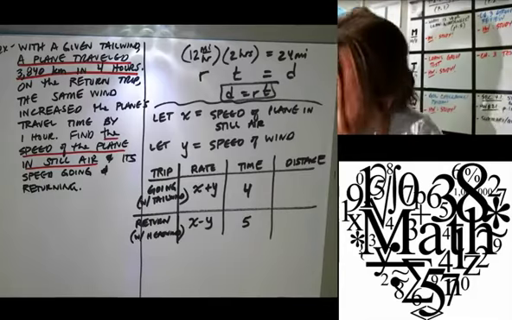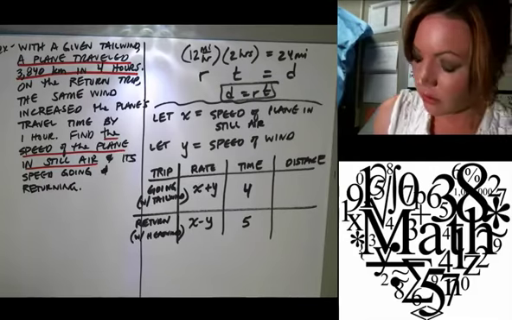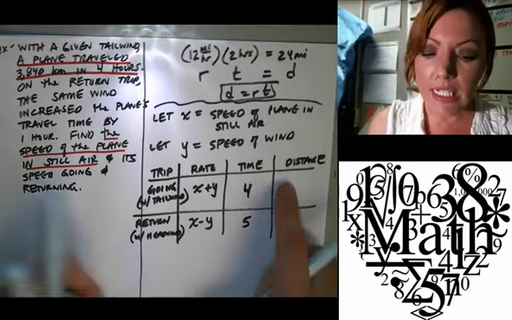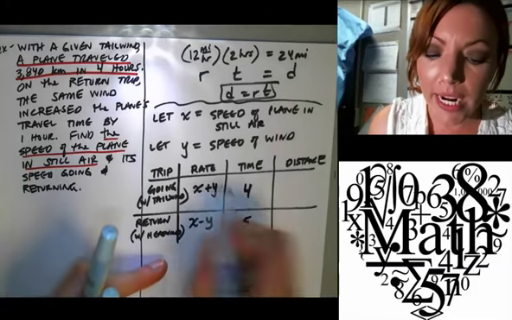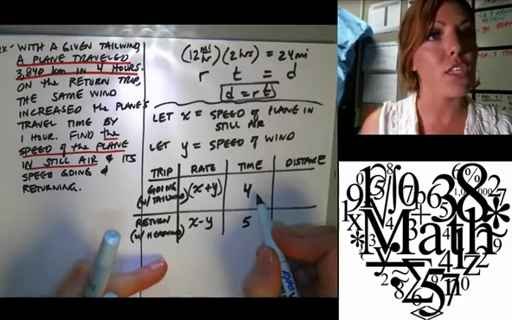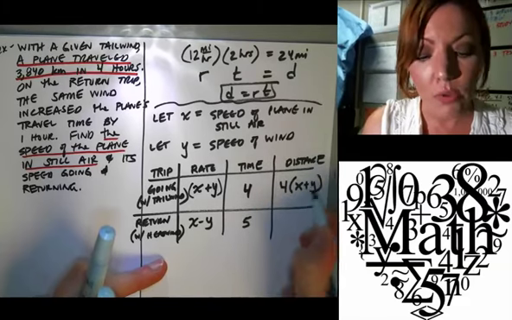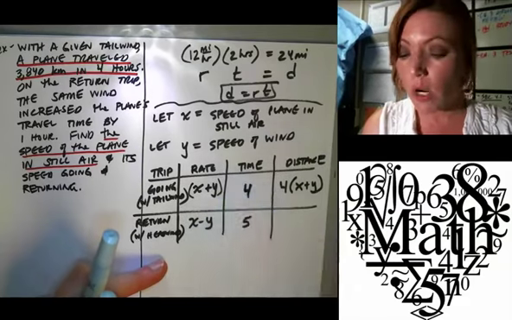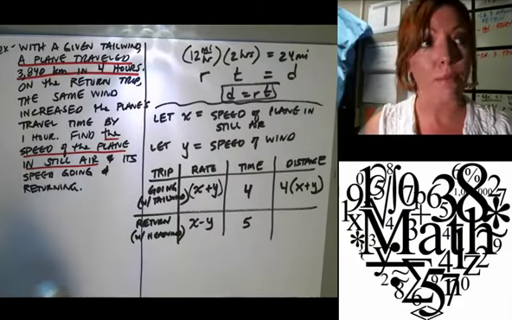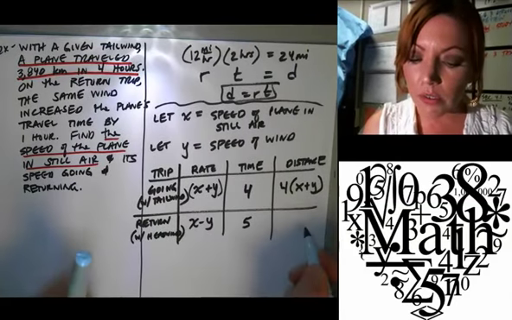Now, on this last piece, distance equals rate times time. If our rate is x plus y and the time is 4, the distance would be 4 times x plus y. You're literally just multiplying these together. Now, if you want to put it as 4x plus 4y, that's fine. Same thing. Okay, how about this one? What's over on this side?